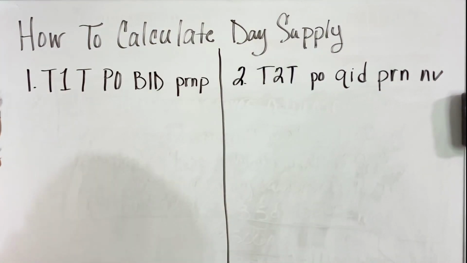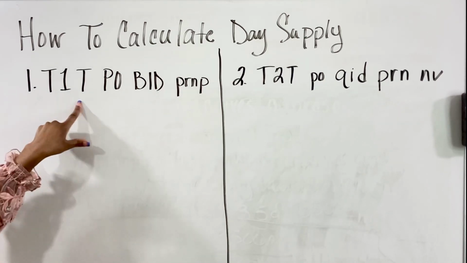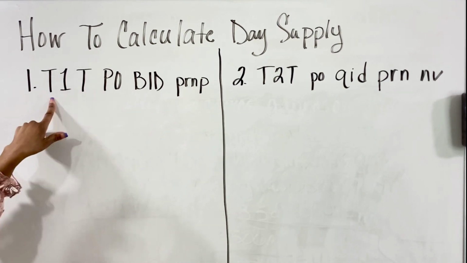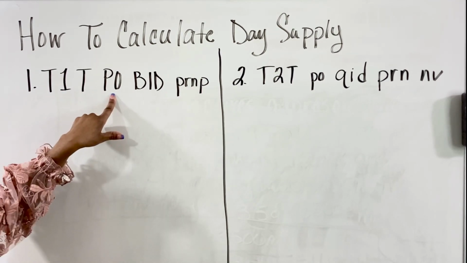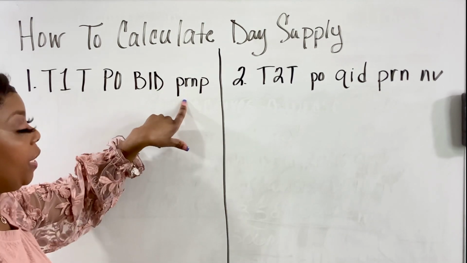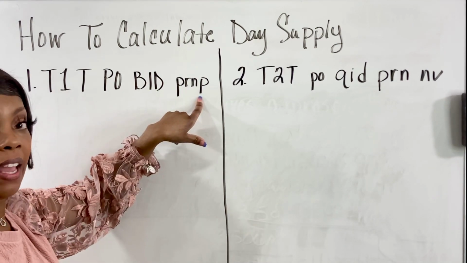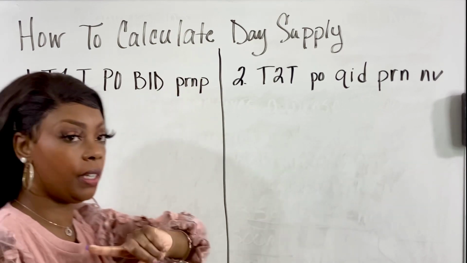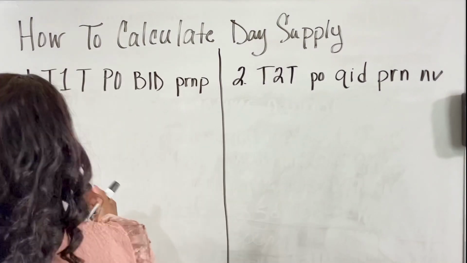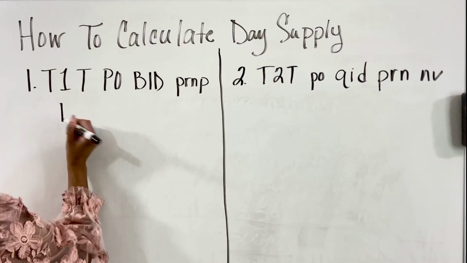All right, now, this one says T1T PO BID PRN P. So that means take one tablet by mouth, BID is twice a day, PRN is as needed for pain. So I'm going to show you just the exact same way that I show my students on how to learn this. So you're going to take one tablet. That's one tablet.